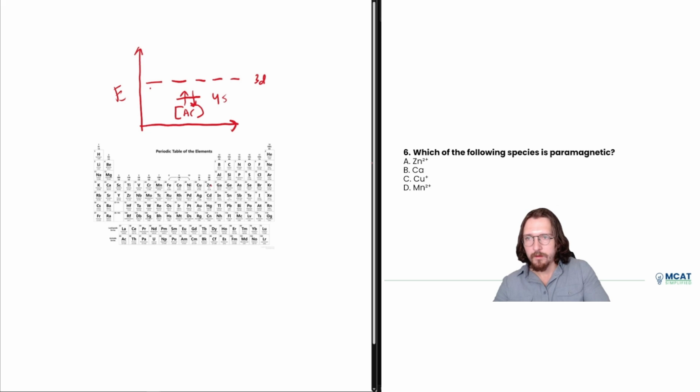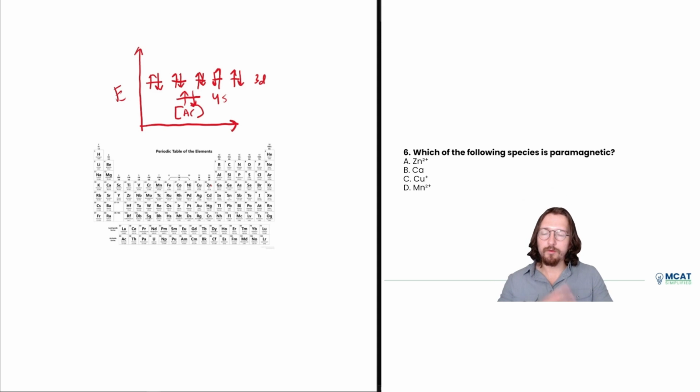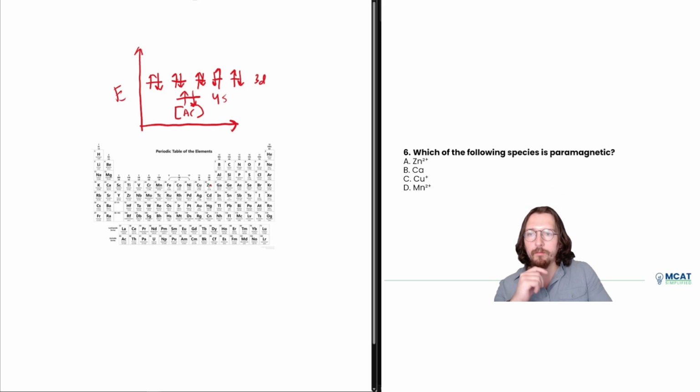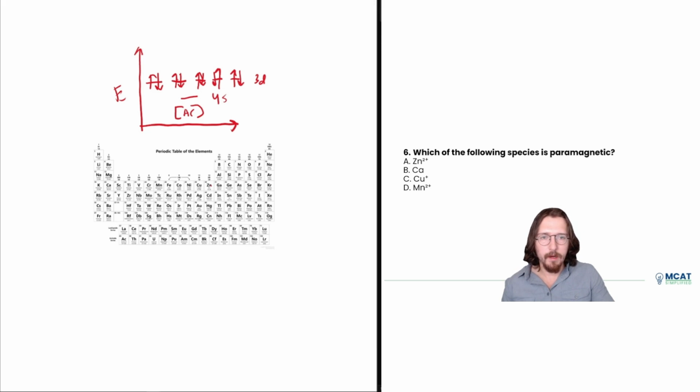So 1, 2, 3, 4, 5, 6, 7. That's manganese. We're going to keep going: iron, cobalt, and then nickel, copper, and zinc is going to be like this. Now this is zinc 2+, so we need to remove 2 of the highest energy electrons, which, remember, for these transition metals come from 4s. Notice that we've removed the 2 4s electrons, but all the electrons are still paired. So this is not going to be paramagnetic. It will be diamagnetic.